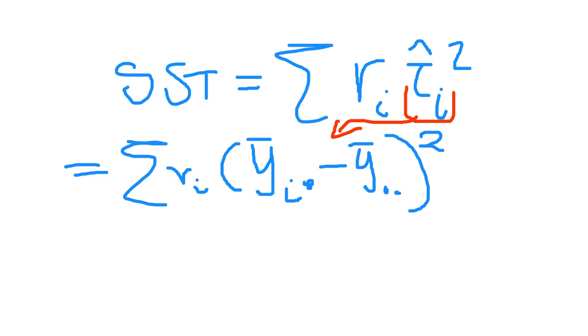Moving to SSE. This formula caters for balanced and unbalanced problems, because the R can change. The R can change here. So the formula qualifies for balanced and unbalanced problems when you are constructing an ANOVA table. So moving to SSE.